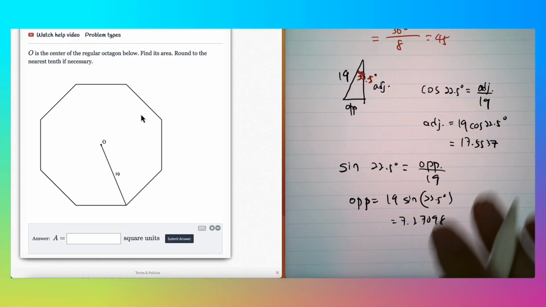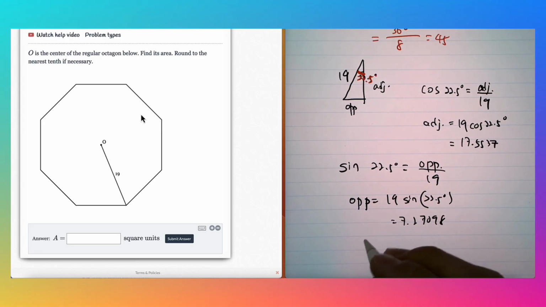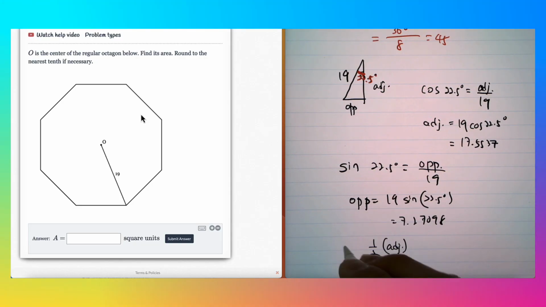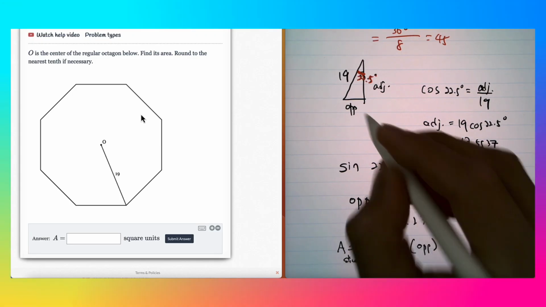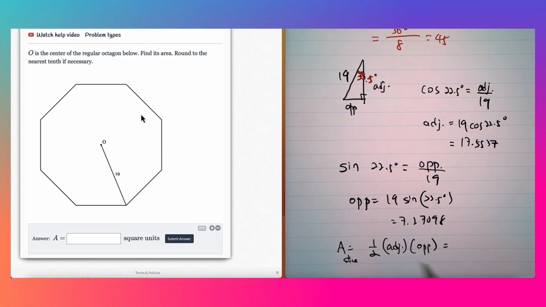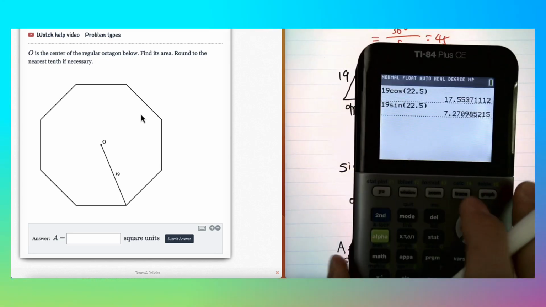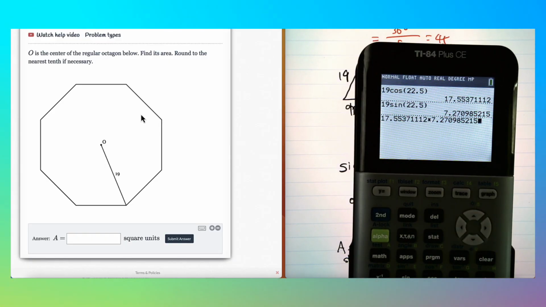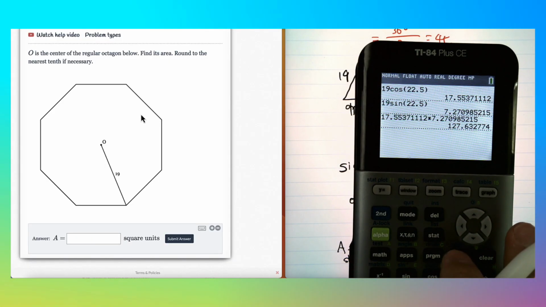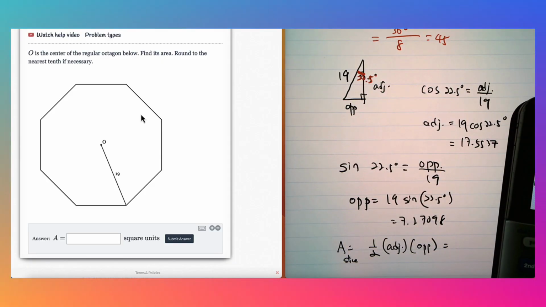So I'm going to need to find the area of this triangle. One half adjacent times opposite. Okay, it's 90 degrees here, so base times height times one half. Just to save our time, I'm just going to press this and go up here and press that, and I get that. But that's not the area of a slice.